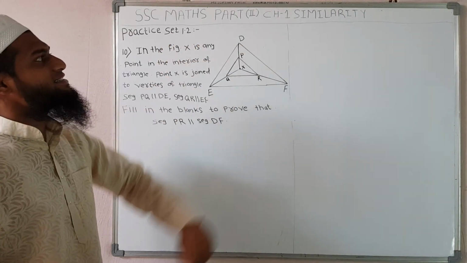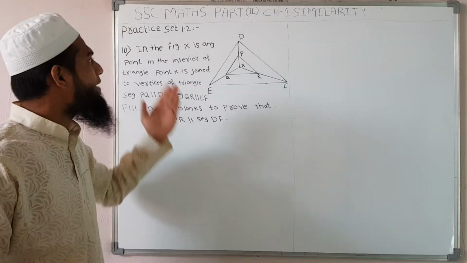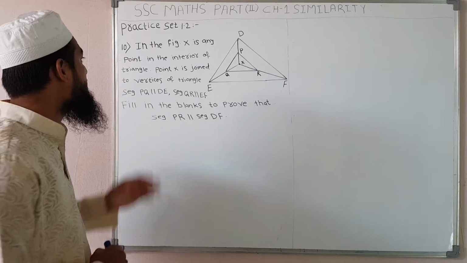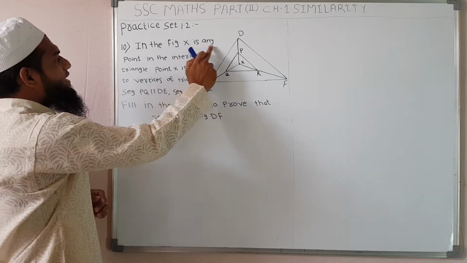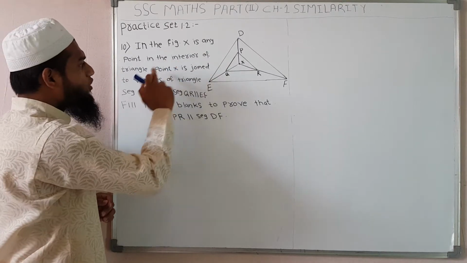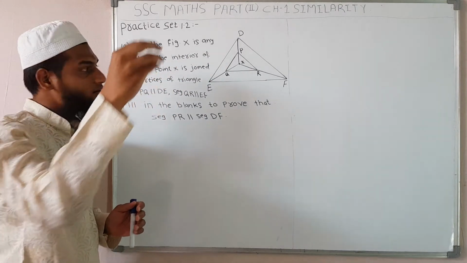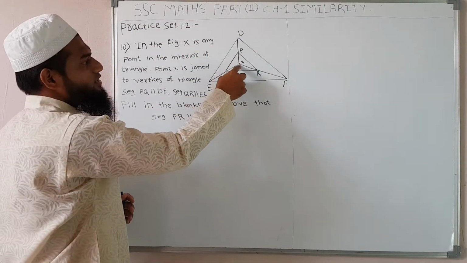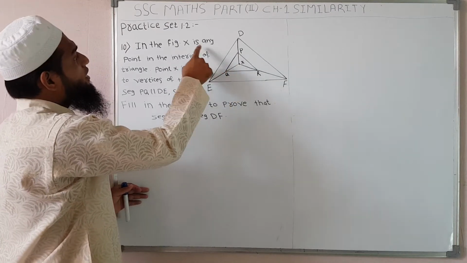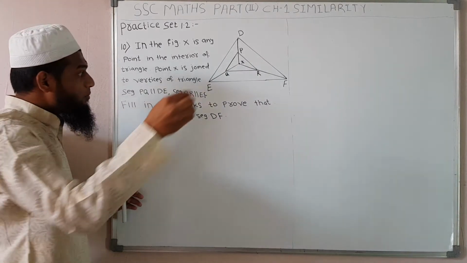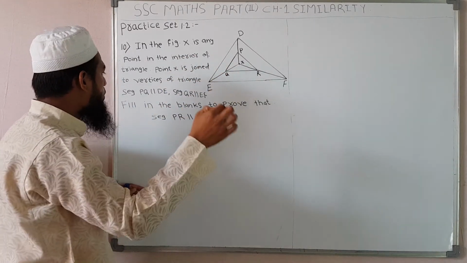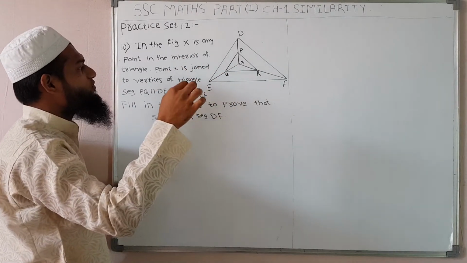SSC Maths Part 2, Chapter 4, Similarity, Practice Set 1.2, Question number 10. In this figure, X is any point in the interior of the triangle. Point X is joined to the vertices of the triangle.